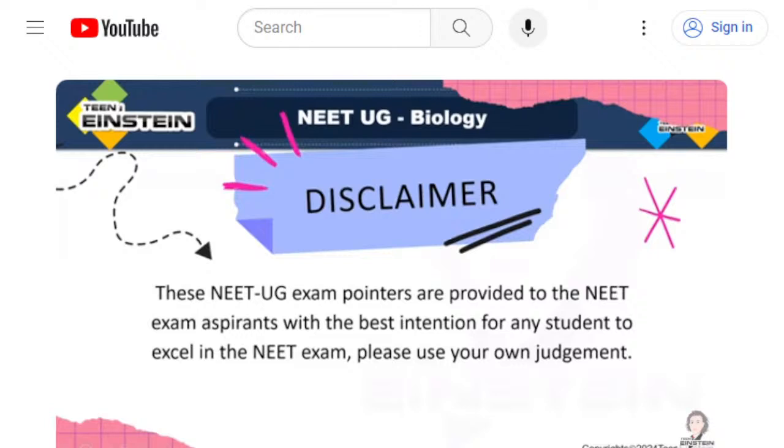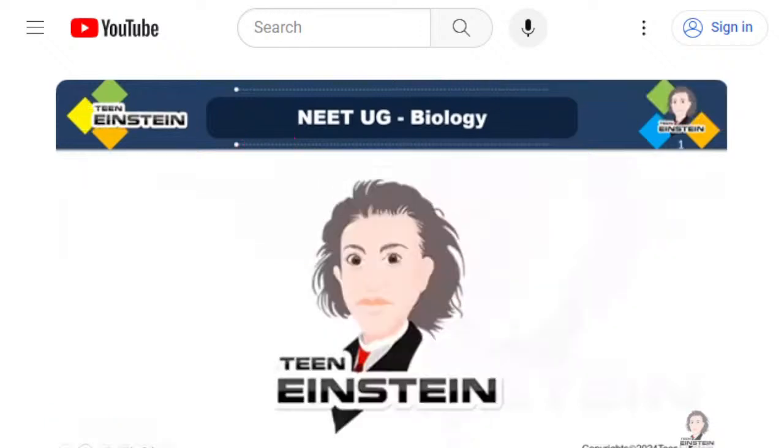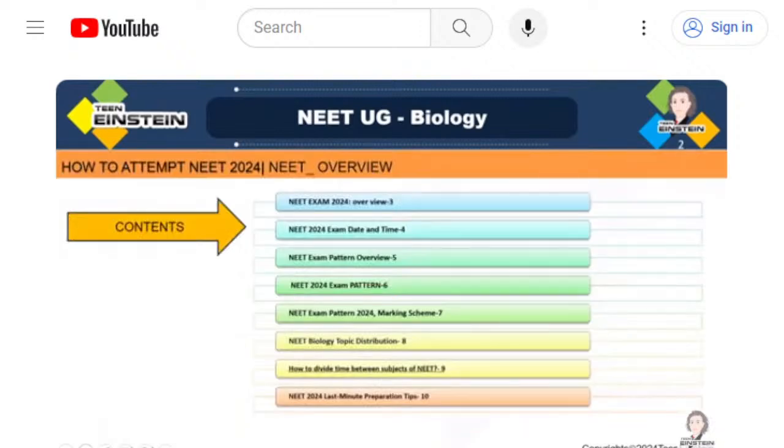Find out your weak areas in the subjects and find out in which portion you can excel. According to that, your preparation and your mindset should be shaped. Okay, so let's move to our topic. We are starting with the points on how to attempt the NEET 2024 exam.